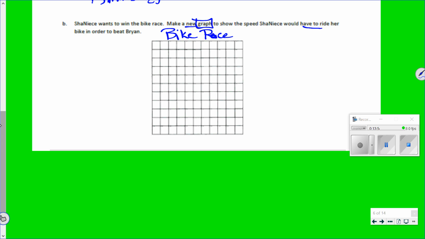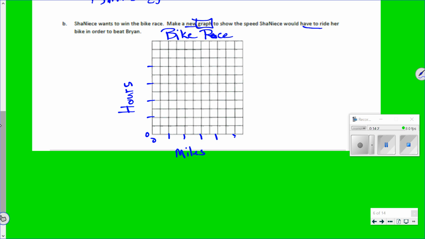So the next thing we need to do is label. So what's my bottom label? It would be miles. What would be our side? Hours. Okay. Now, what do we do for our intervals? I'm going to go every 2. So we start at 0, 0. What's my first one going to be?